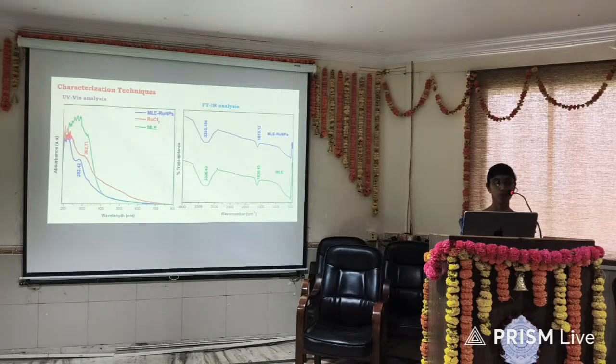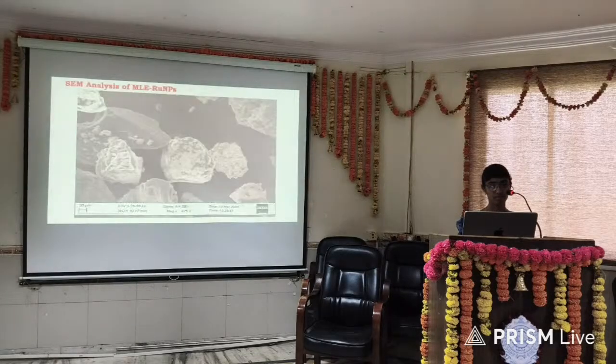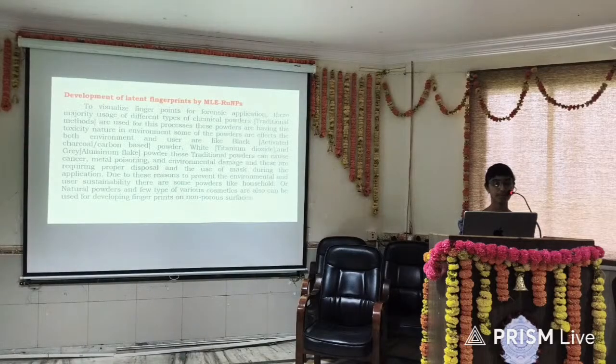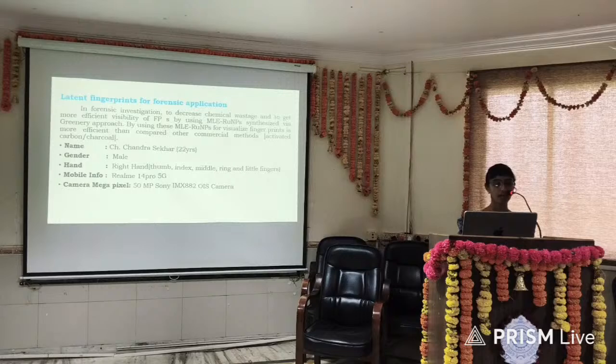Here are the characterization techniques: UV analysis and IR analysis. Here the green peak is mulberry leaf extract and the blue peak is mulberry leaf ruthenium nanoparticles. Here is the SEM analysis for MLE RuNPs. By using mulberry leaf extract ruthenium nanoparticles, development of latent fingerprints is observed. Latent fingerprints for forensic applications.